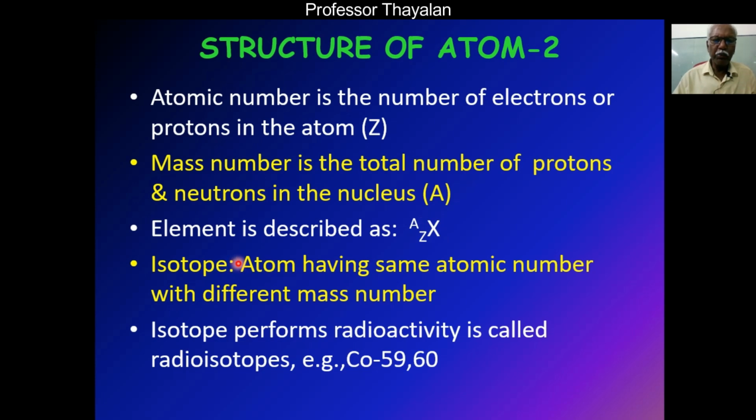Atoms are said to be isotopes when they have the same atomic number with a different mass number. If the isotope performs radioactivity, it is called a radioisotope. Example, cobalt 59 and 60. The radioactivity takes place when the isotope has a high N/Z ratio. During radioactivity, it gets stabilized by performing alpha or beta decay.